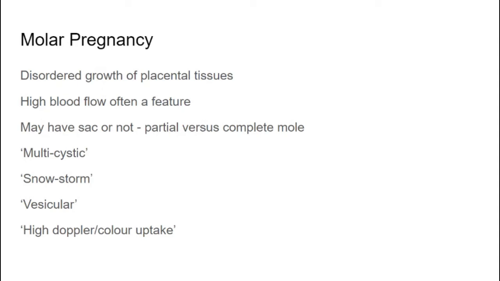It can look like a snowstorm appearance, where you've got this heavy blood flow, so you can just see this very disorganized tissue, but with active flow. Sometimes it's described as vesicular, so lots of vesicles or grape-like looking. And they do usually have a high Doppler and colour uptake. So when you put the colour flow on, it's lighting up really, really bright, and that's because of its disordered overgrowth with a very good blood supply, early stages of tumour development.